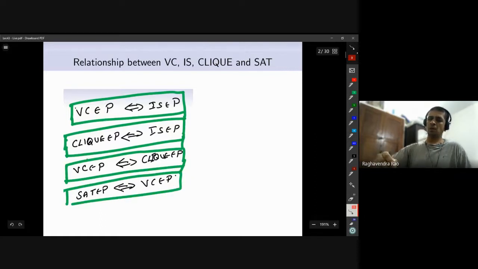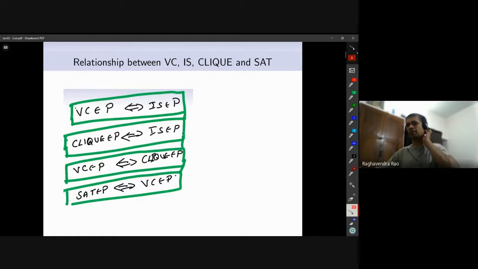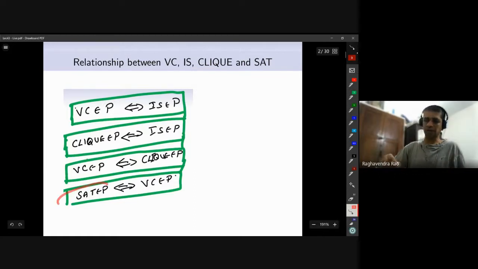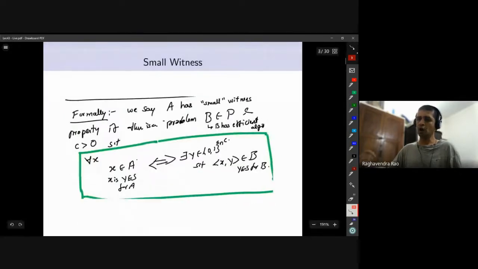While the first three relationships one can argue are different variants of the same problem or interrelated problems, here we saw that a literally unrelated problem is being related. A problem over Boolean formulas or CNFs is related to a problem over graphs. So this leads us to look for common structures among these problems. Based on that, we defined the small witness property.